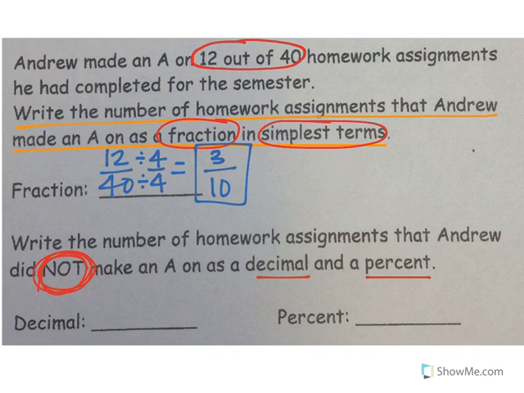So I want you to pause this video and I want you to work on this on your own, and then we're actually going to check this tomorrow in class with your group. So do this on your own. Find the decimal and percent of the assignments that he did not make an A on, and then we'll check it in class. Good luck. You can do it.